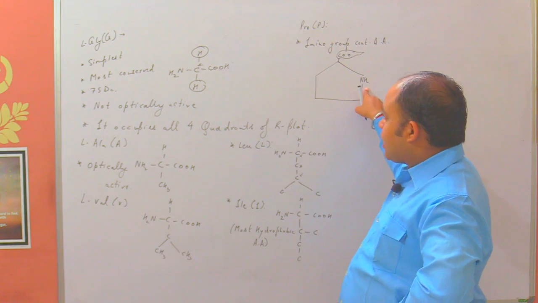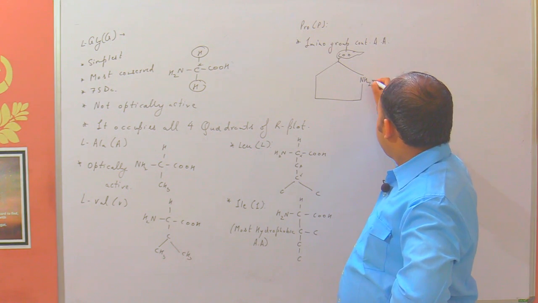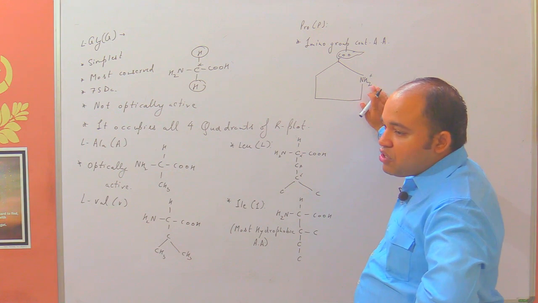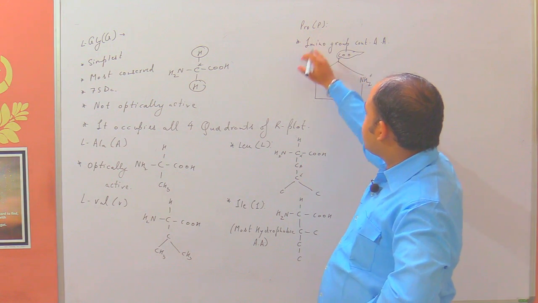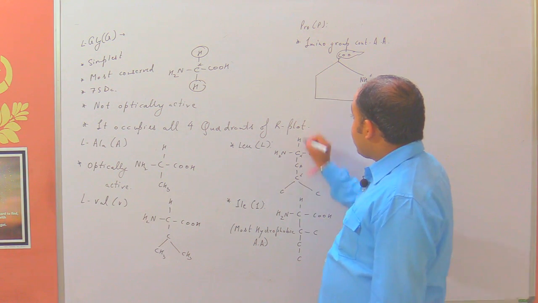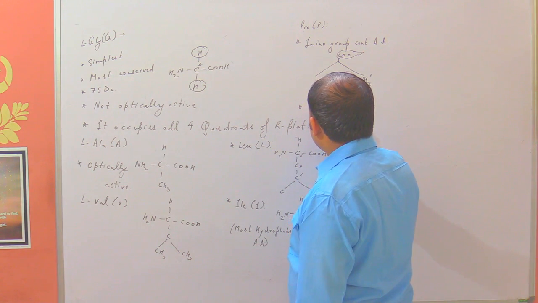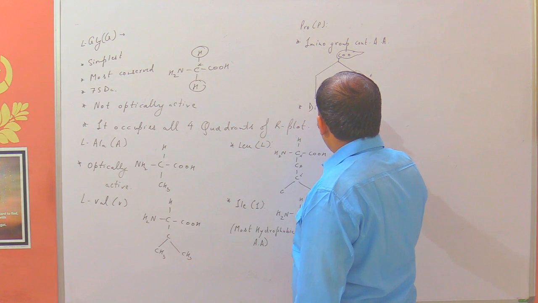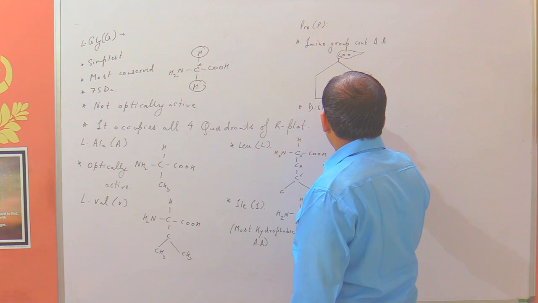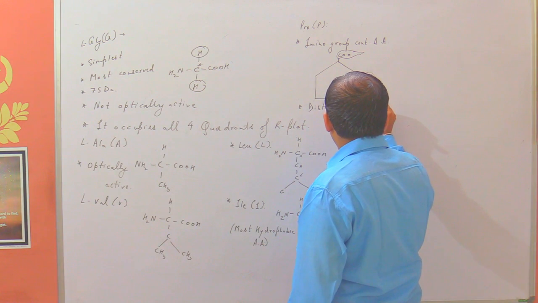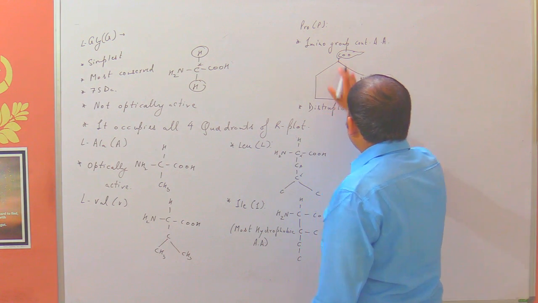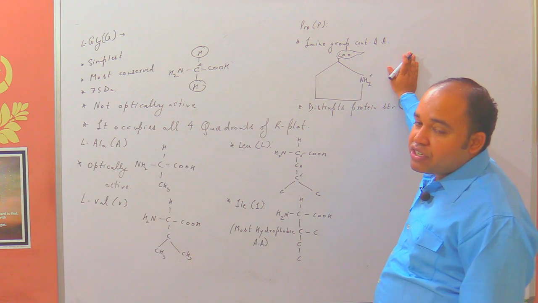So this is the NH that is present, NH2 positive. This is the amino group that is present. That is why this structure is referred to as proline. Proline always disrupts protein structure. Why? Because it introduces a bend within the structure of a protein.